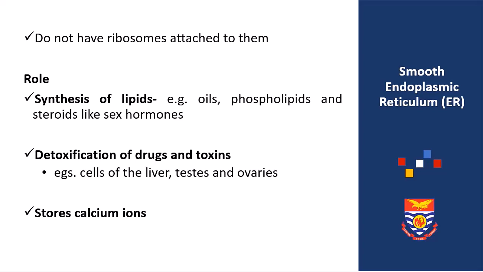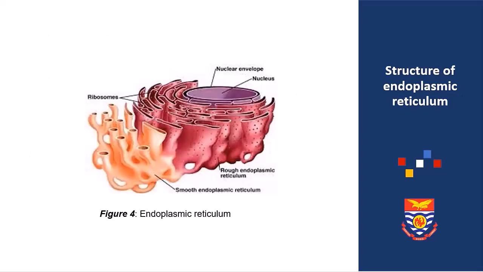Examples of cells that have this smooth endoplasmic reticulum are cells of the liver, the testes, and ovaries. The smooth endoplasmic reticulum is also involved in the storage of calcium ions that enable it to function in muscle contraction. So Figure 4 gives a representative diagram of both smooth and rough endoplasmic reticulum.